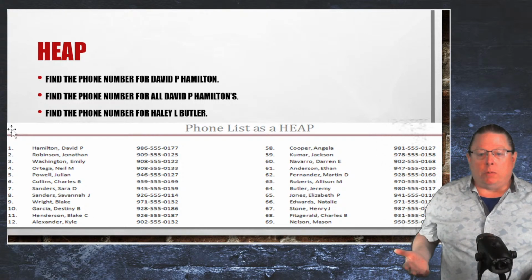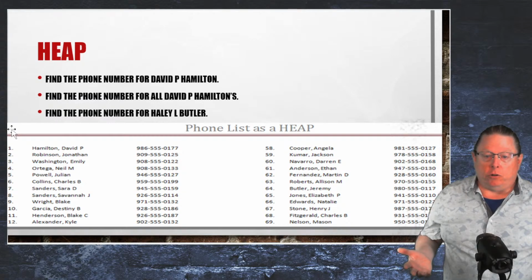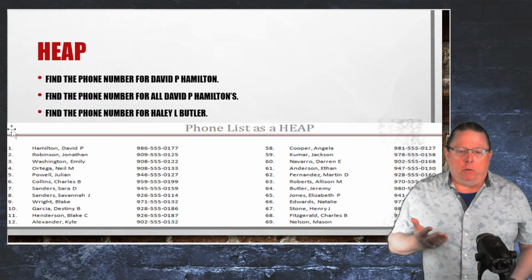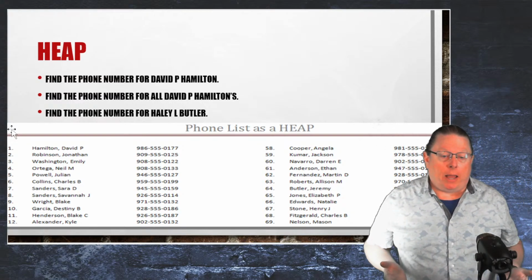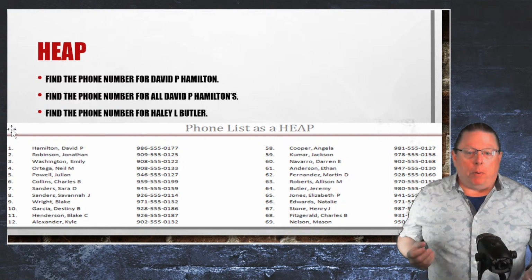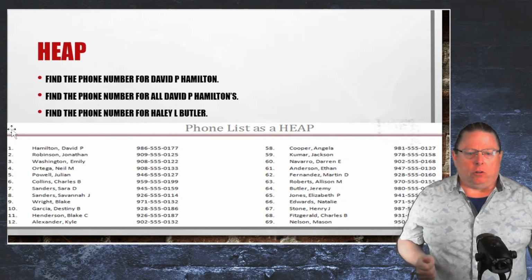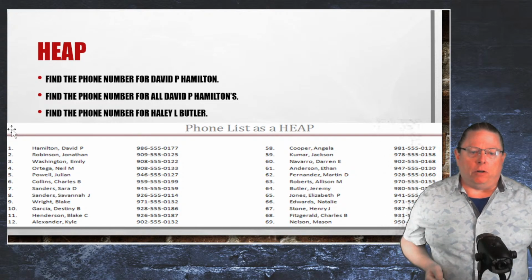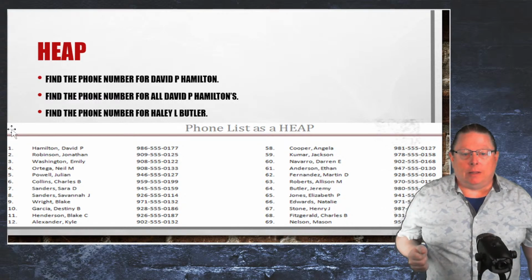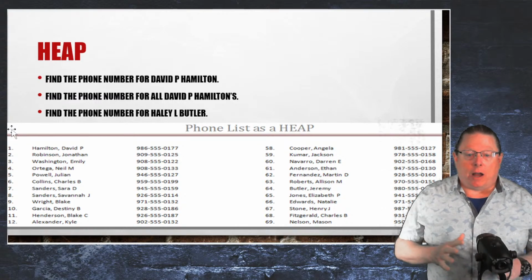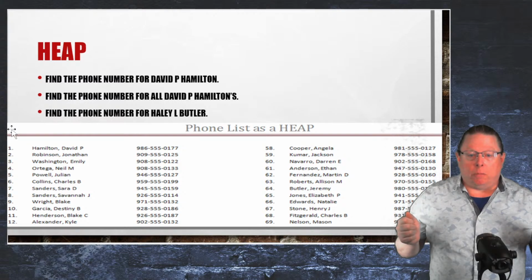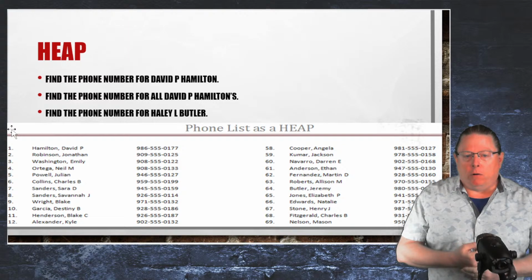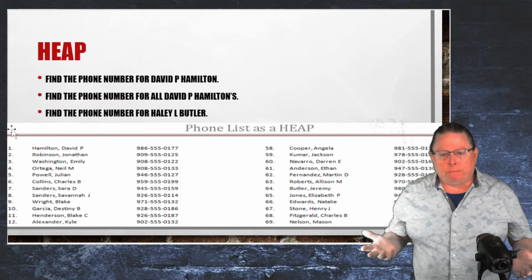If we wanted to search a heap or an unclustered table in order to find the phone number for David Hamilton, well, if you look at this list, David Hamilton happens to be the top person on the list. But the way select statements work is you're not just looking for the first person, it's going to return all of the people. So if there were 5 different David Hamiltons or David P. Hamiltons in this list, it would have to scan the entire list. And if that was 40 pages of paper, you'd have to search through 40 pages of paper to find all of the phone numbers for all of the David Hamiltons.